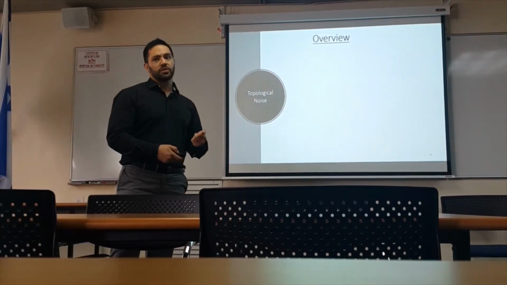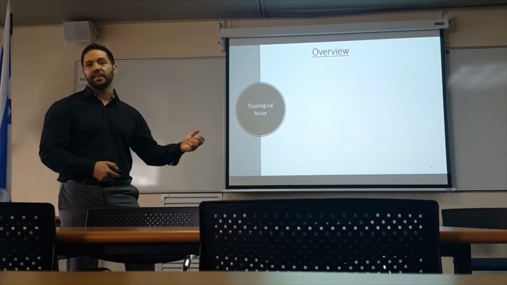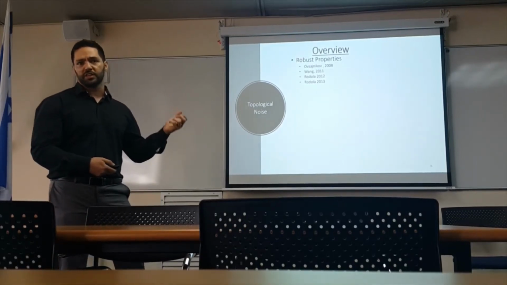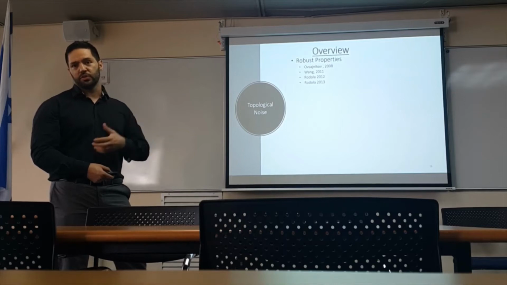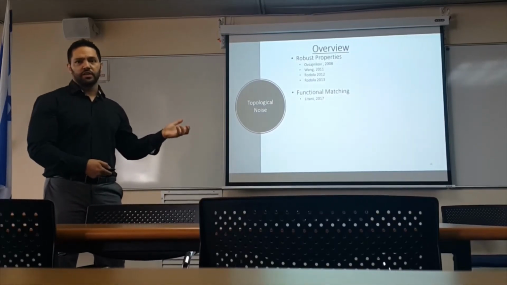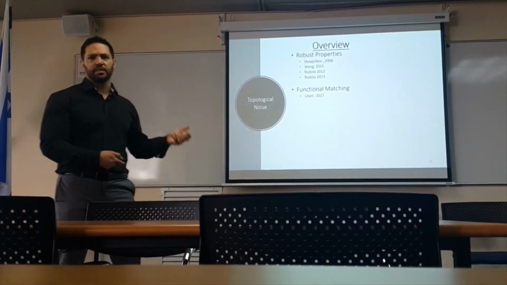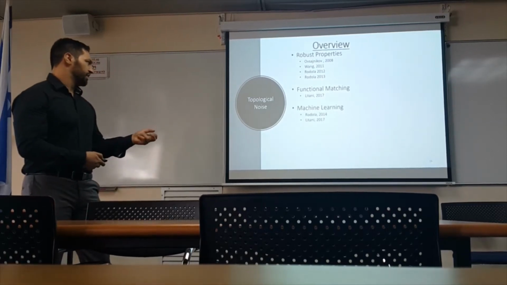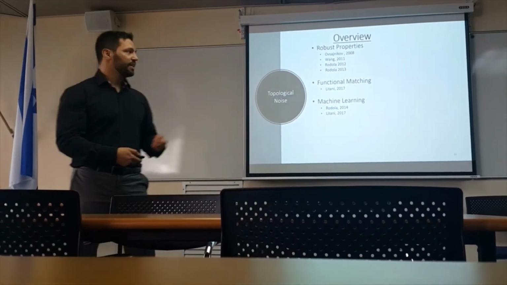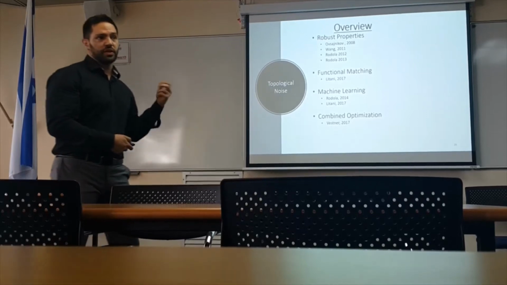Okay, and what about topological noise? Even less work has been done on that, because this, like I said earlier, is notoriously hard. So some works try to derive properties which will be robust to these shortcuts. Functional matching as well tries to handle this. It got a pretty good result, and was state of the art until 2017. Some machine learning has been tried to tackle this, and the best work was a combined optimization. We'll go over it.